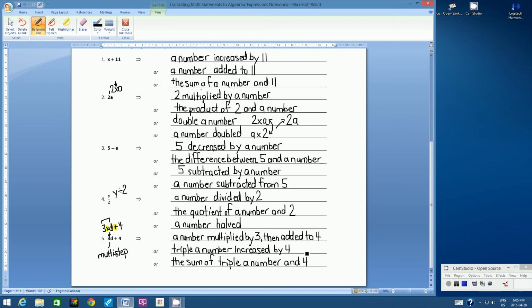Okay, so again, there are lots of options when you're converting or translating algebraic statements into math statements.